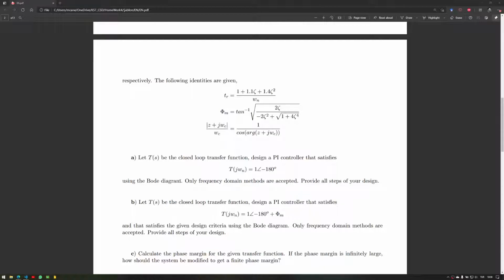Now that transfer function should satisfy this 1 and minus 180 degrees point on the Bode diagram. So you have to plot the Bode diagram of the open loop, and then you will be trying to come up with a PI controller that satisfies this here. Here we have omega n, and then you will be trying to use this identity here. Here we have given you an extra identity which should help you out in designing the PI controller.